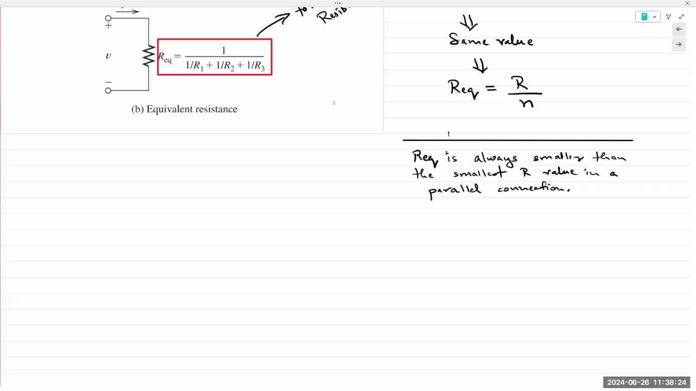So if you are solving a circuit and your resulting value for Req in a parallel circuit is equal to or higher than the smallest value, then you should immediately think that your answer is incorrect and you made an error somewhere. Okay, so it's an extremely important tip for self-verification, for self-checking. Again, Req in a parallel circuit is always smaller than the smallest value in that parallel combination.